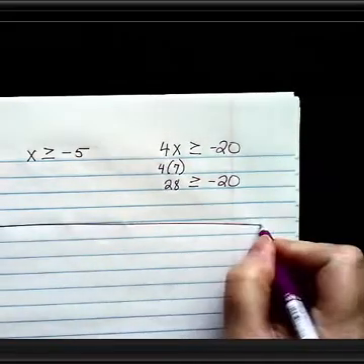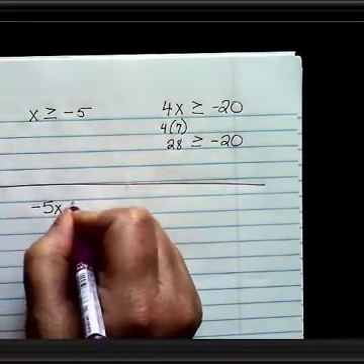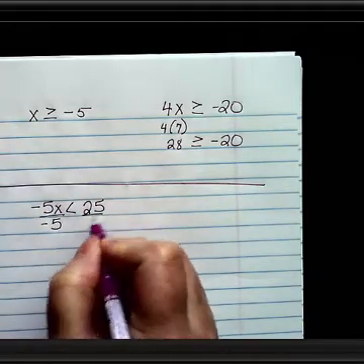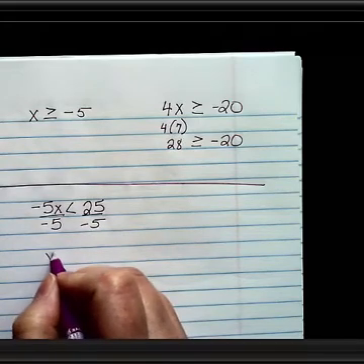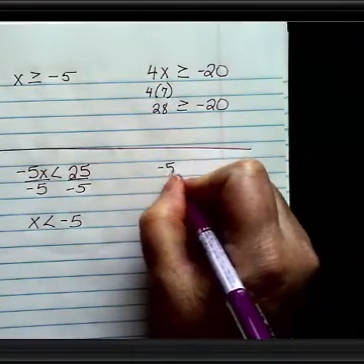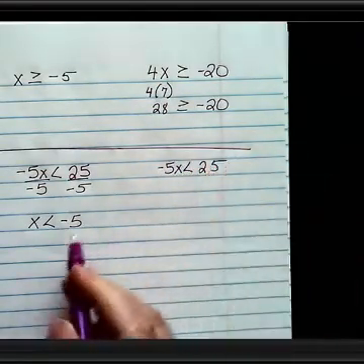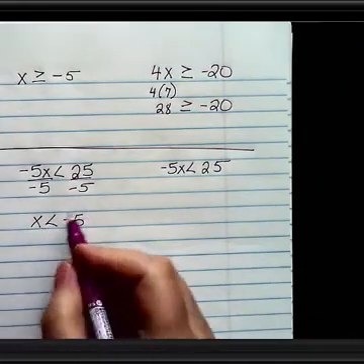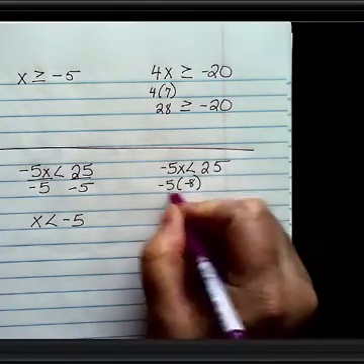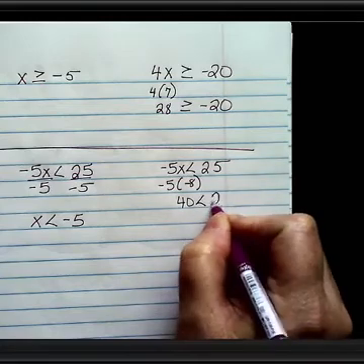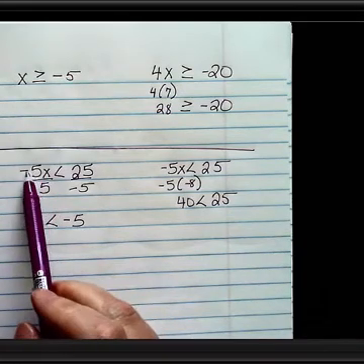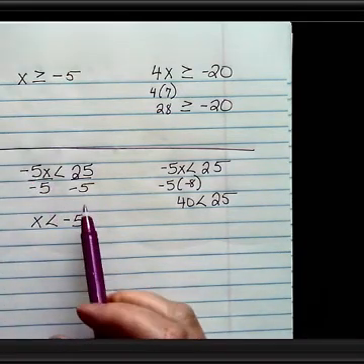But let me show you what happens when I have a negative with my variable. I'm going to divide both sides by -5, and if I do it exactly like I did the other one, I get x is less than -5. So looking back at my equation, what's a number less than -5? -8. So let's plug in -8. -5 times -8 is 40. Is 40 less than 25? It's not. Because when you divide two numbers by a negative, you always get a positive answer.